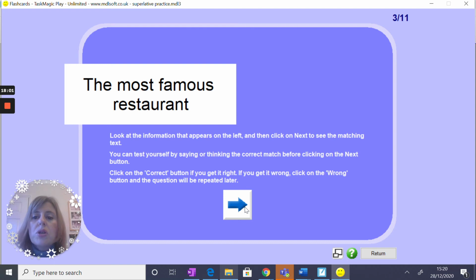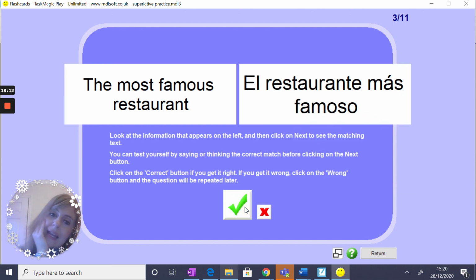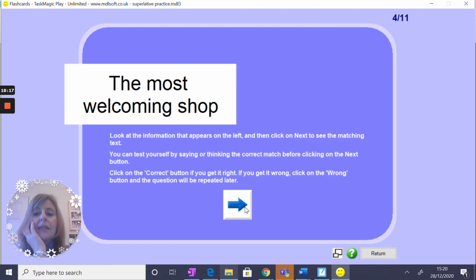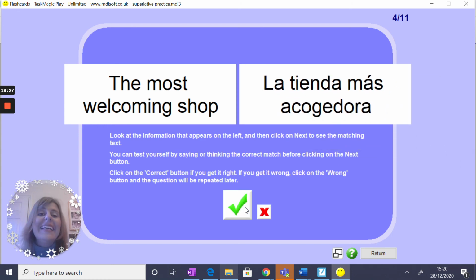Next one, the most famous restaurant. Remember, in Spanish we say the restaurant most famous. Okay, so how would that be in Spanish? Write it down and it should be el restaurante más famoso. Muy bien. The most welcoming shop. So remember, the shop most welcoming. Okay, en español. Press pause, write it down. La tienda más acogedora. Because it's feminine, we need to say acogedora.